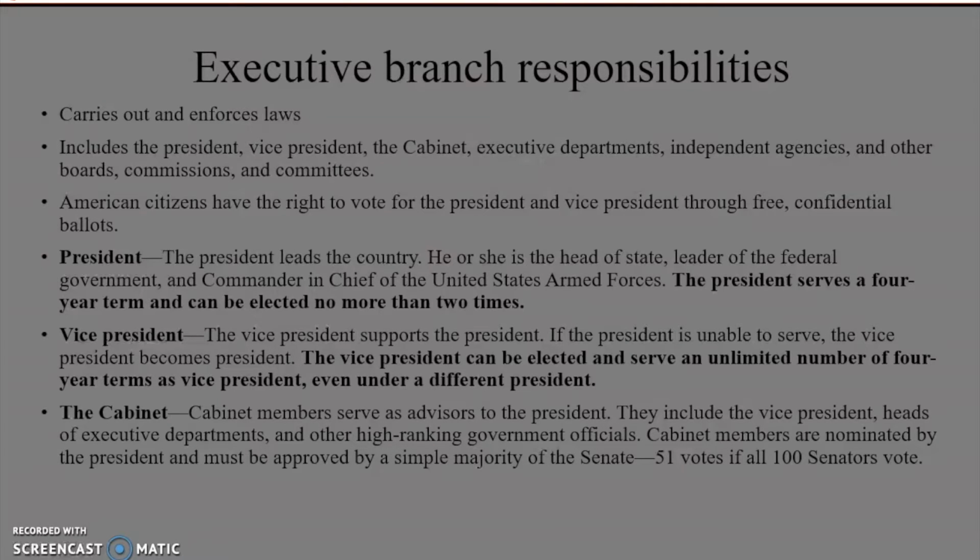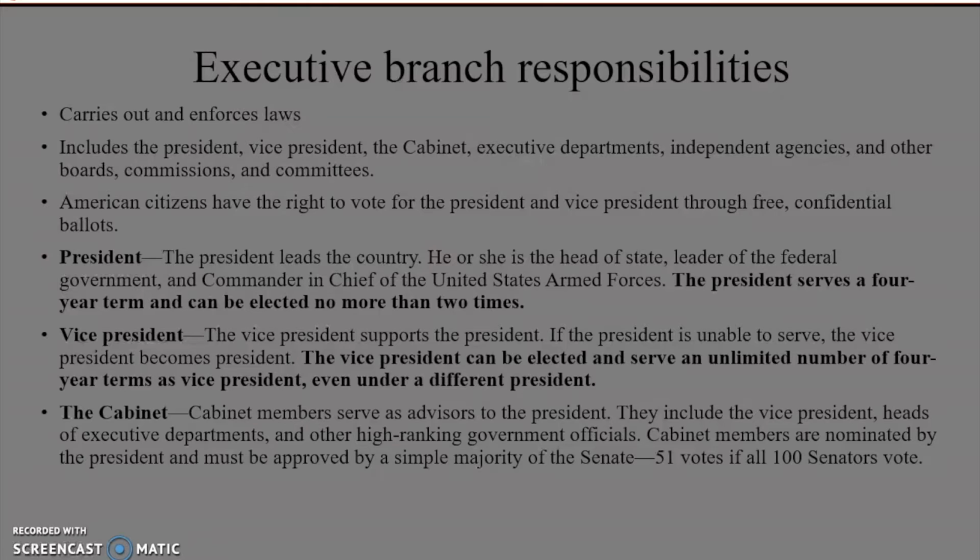Vice President. The Vice President supports the President. If the President is unable to serve, the Vice President becomes President. The Vice President can be elected and serve an unlimited number of 4-year terms as Vice President, even under a different President. The Cabinet. Cabinet members serve as advisors to the President.